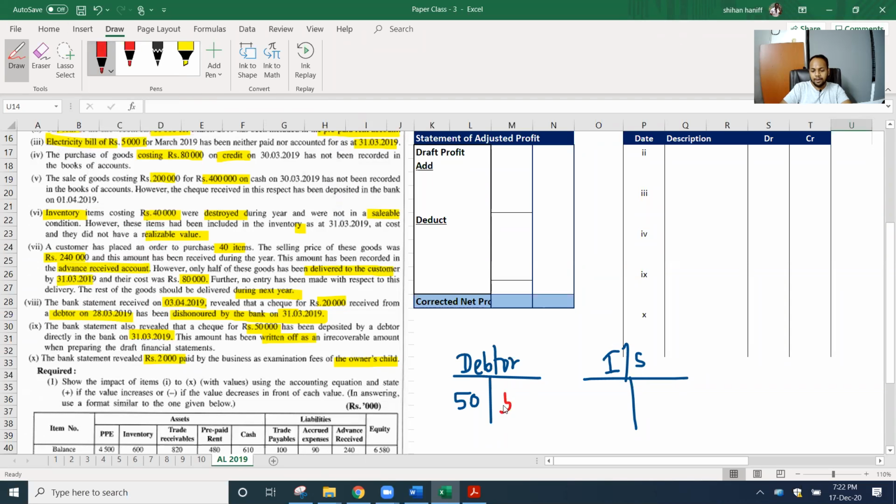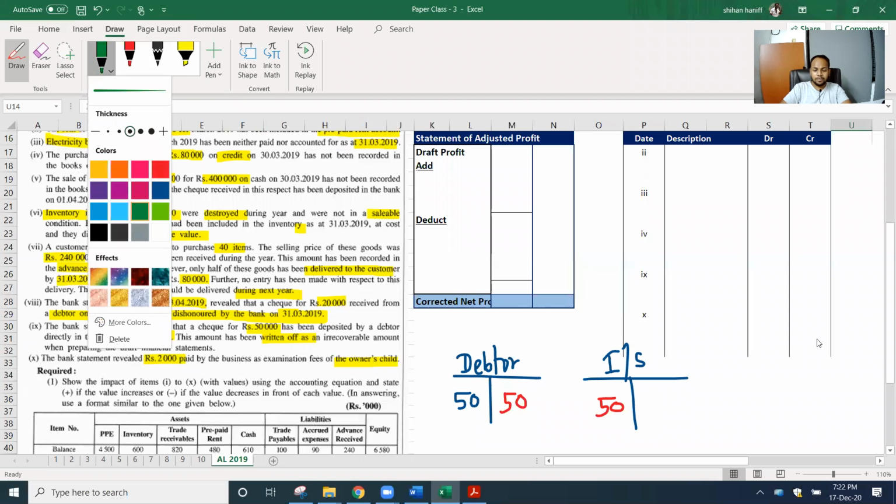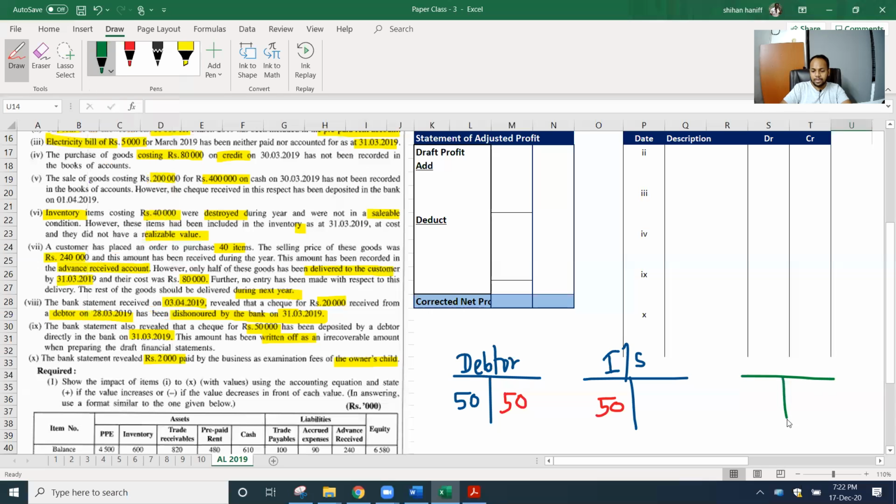What's the double entry for bad debt? Debtors account credit, income statement debit. It is an expense. Now what happens? We are getting cash. What's the double entry for cash receipt? Cash account debit 50. This is our double entry. Income statement credit 50. So the income statement will set off.